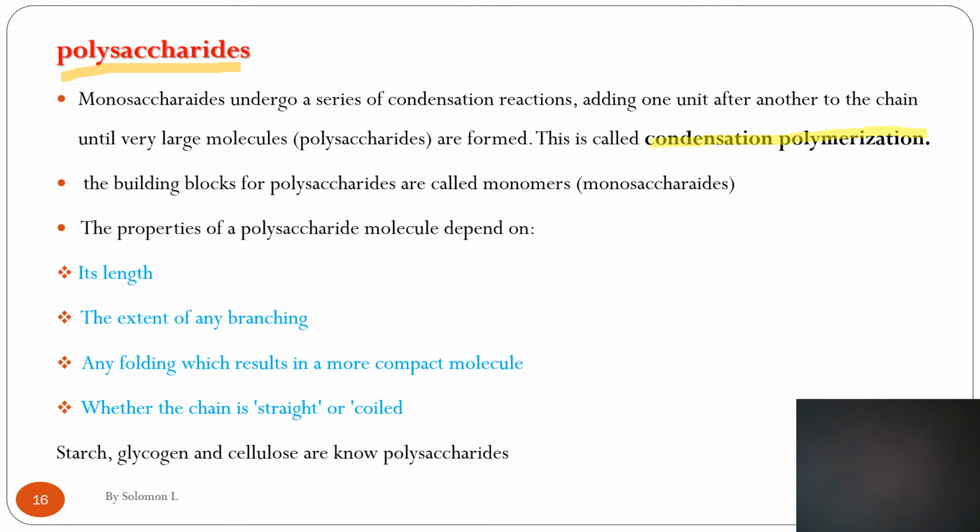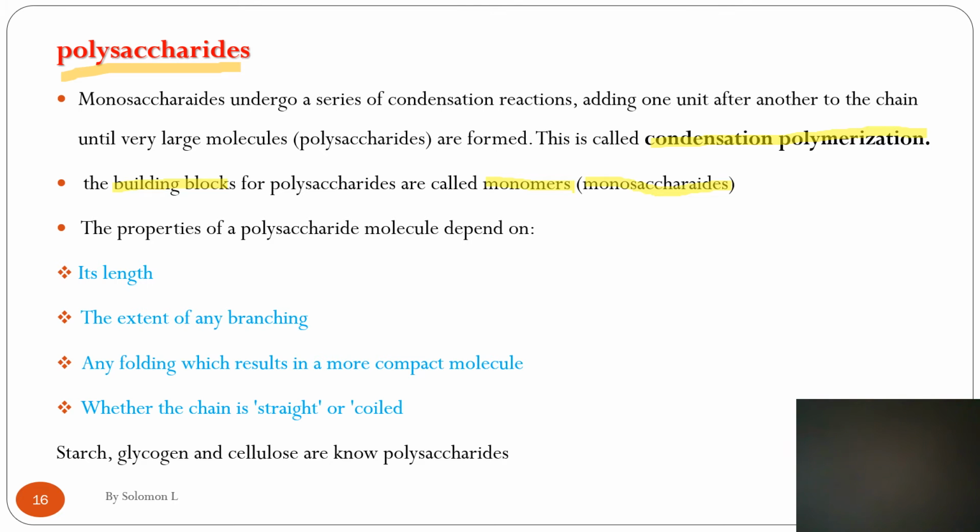Building blocks or monomeric units for polysaccharides are called monomers, or you can say monosaccharides. That means polysaccharides are built from monosaccharides, or monomeric units, or monomers. The properties or characteristics of polysaccharides depend on the following factors. For example, it depends on the length. Some polysaccharides may be formed from tens of monomers. Some may be formed from hundreds of monosaccharides.